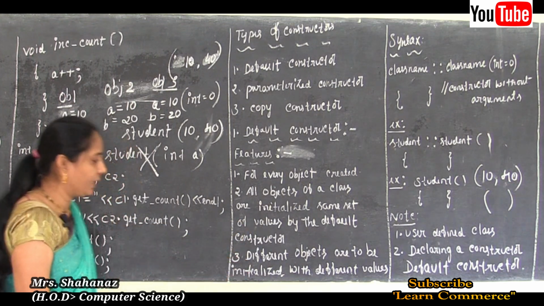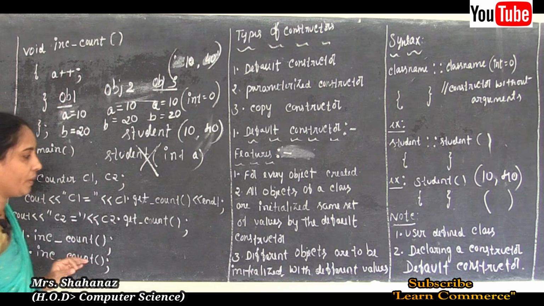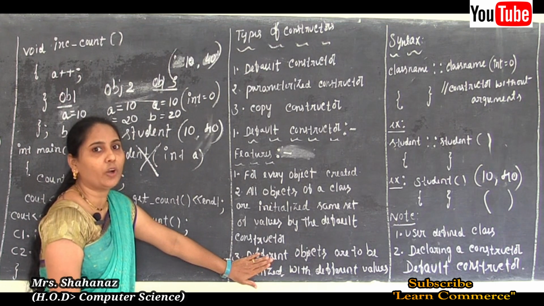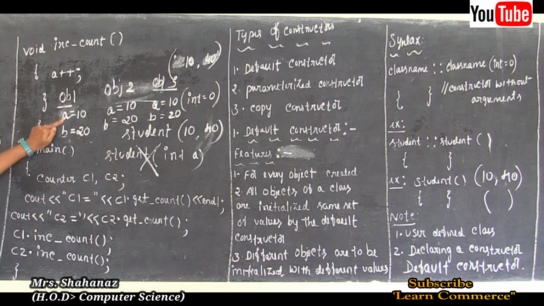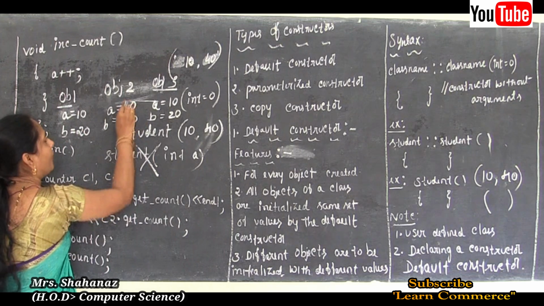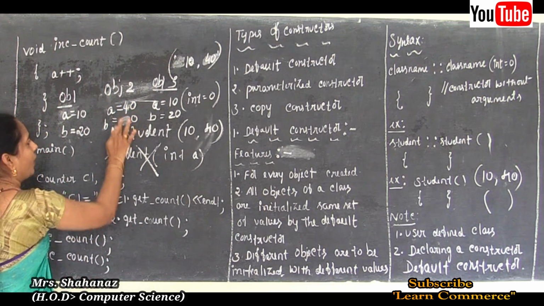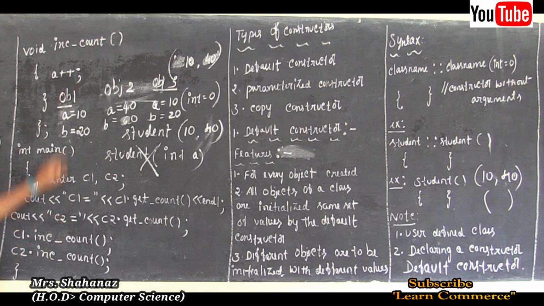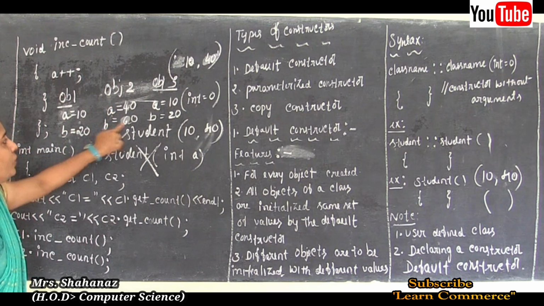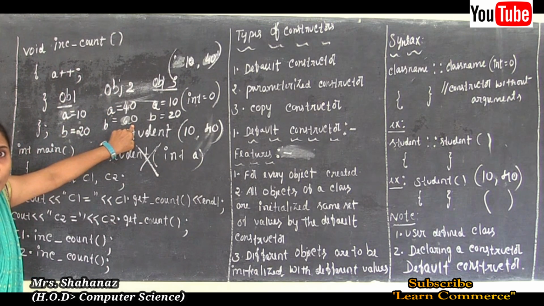And the third note: if different objects are to be initialized with different values, it cannot be done using the default constructor. Maybe object 1 has A and B with values 10 and 20, and object 2 has A and B as well, and you want to use the A value as 40 and B value as 60. Is this clear? In object 1 the A value is 10 and B value is 20, and in our object 2 the A value is 40 and B value is 60. Such values we can't use with our default constructor.